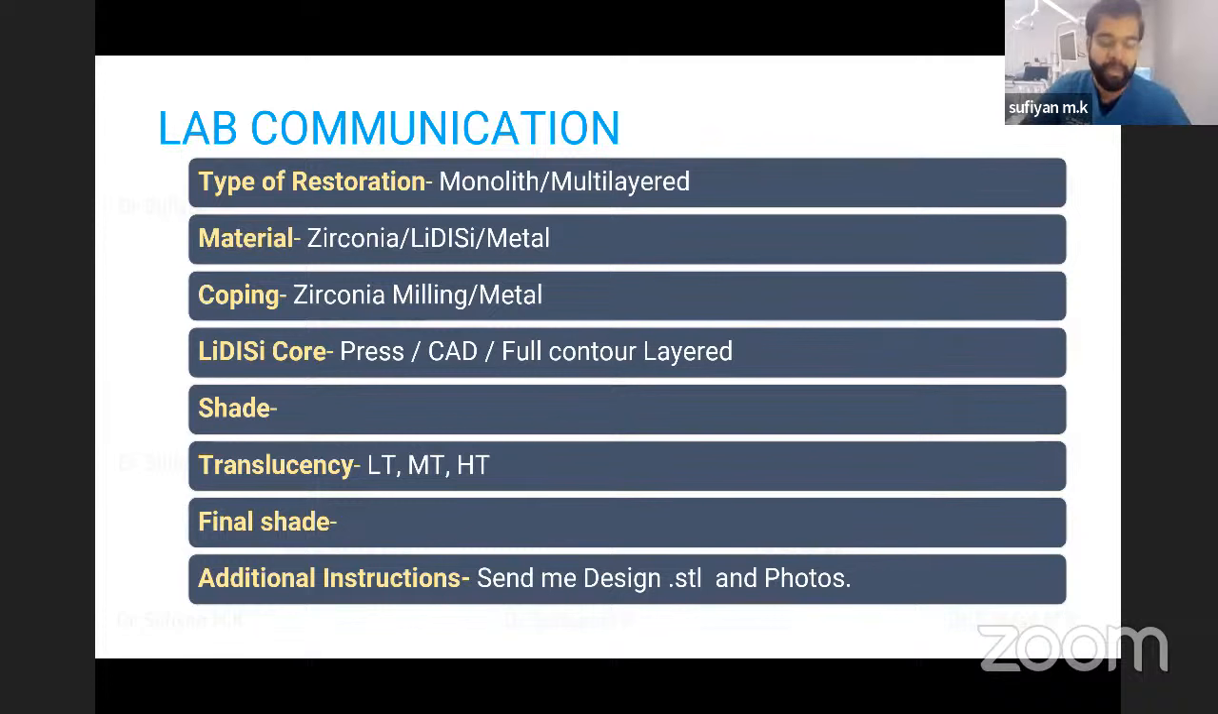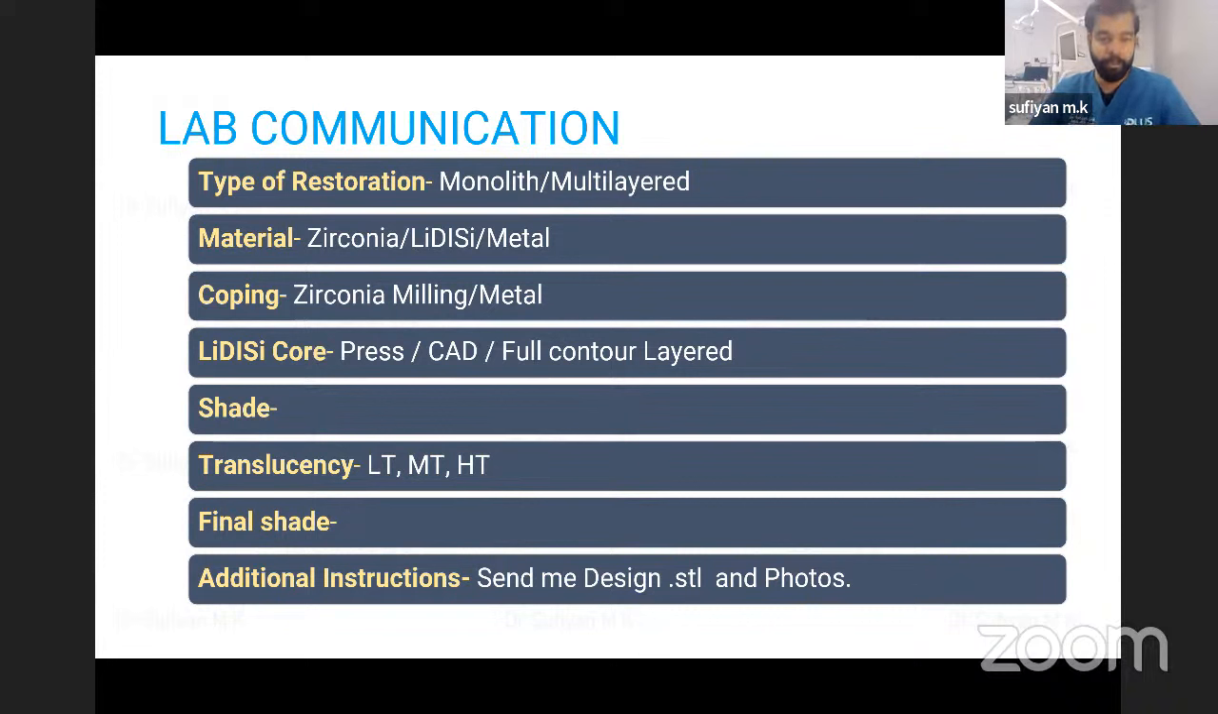How? Just do not write 3-6 crown zirconia. No, tell him what kind of zirconia: monolithic zirconia, layered zirconia, and what kind of coping you want. Coping should be done in CAD CAM, or if you are doing lithium disilicate or a metal PFM, coping should be done in lost wax technique, do a wax up and then do this, or you want it to be done in the CAD CAM, right?